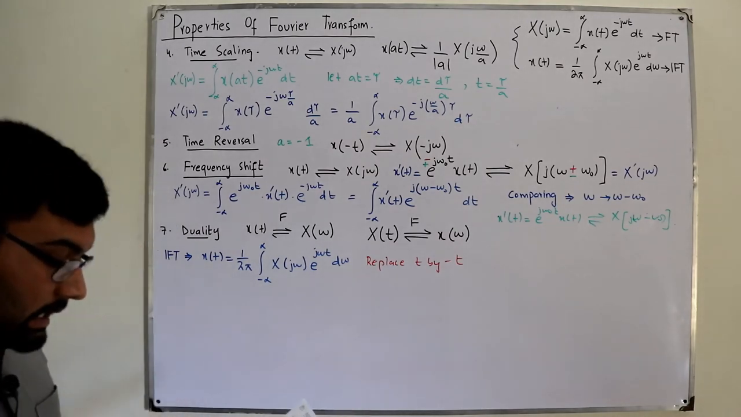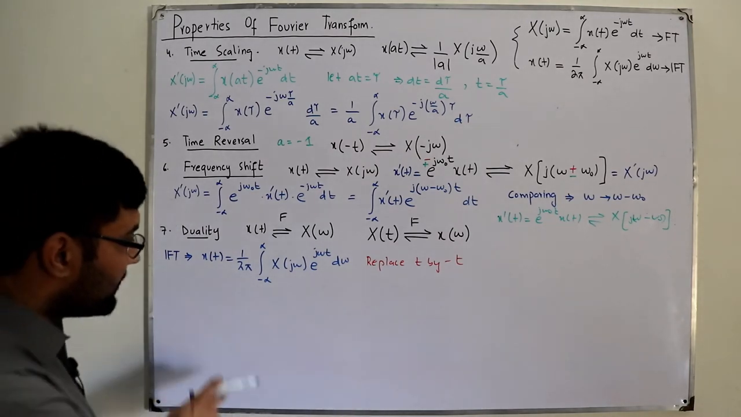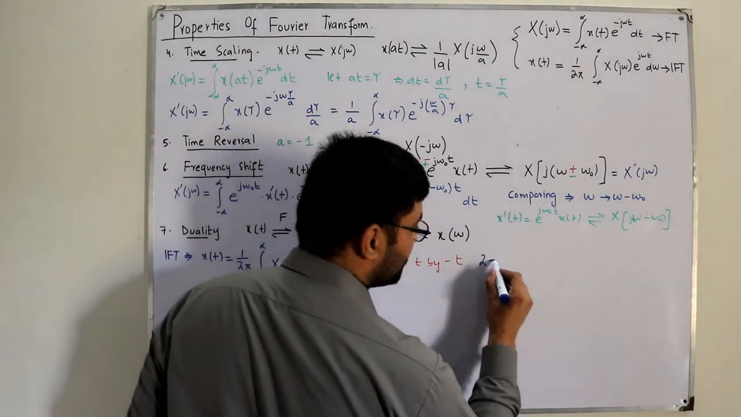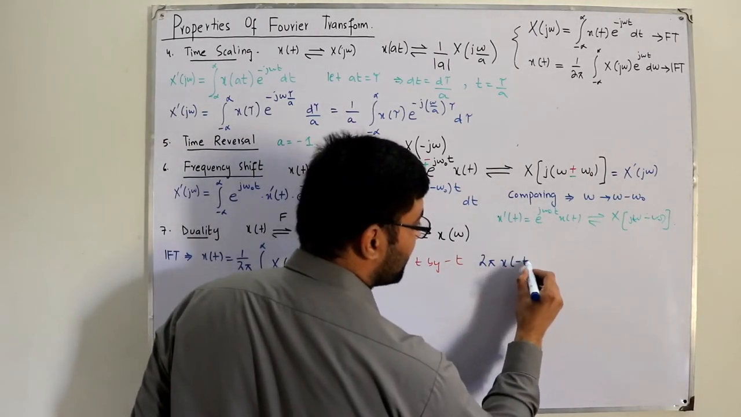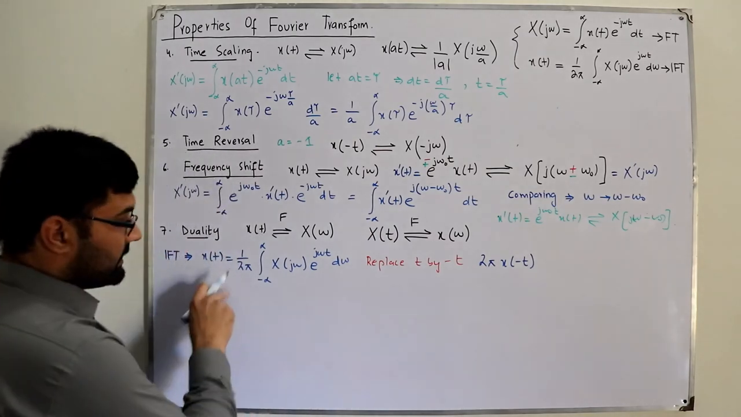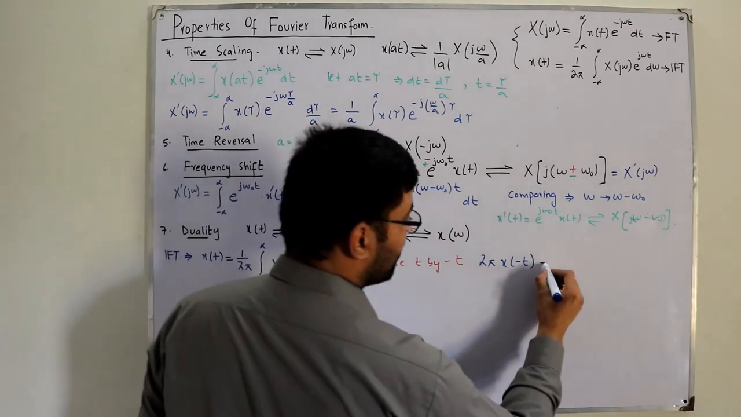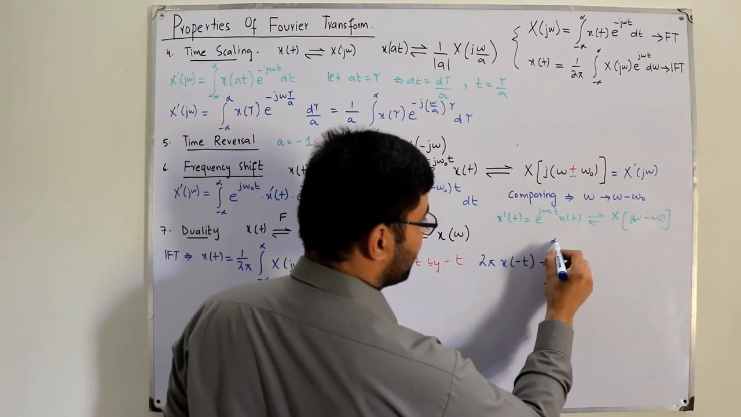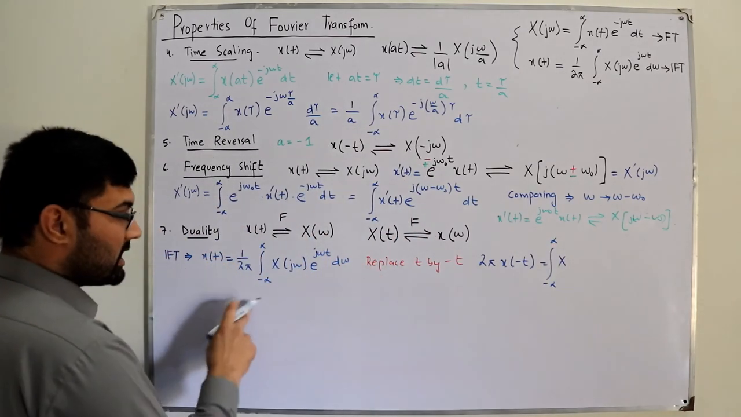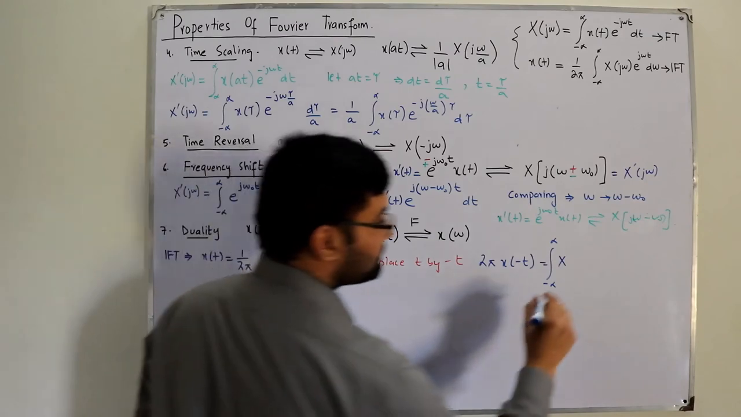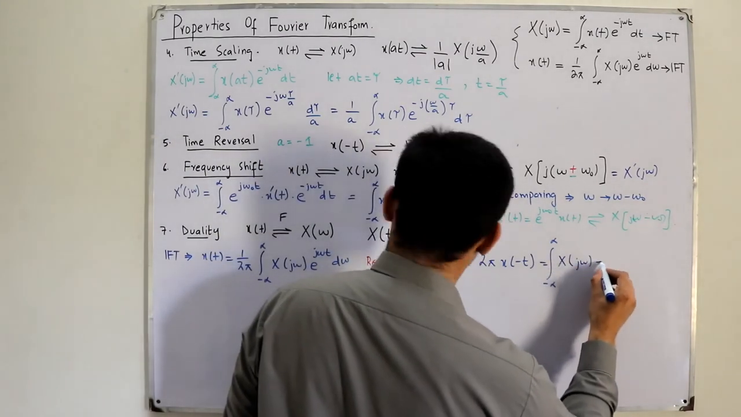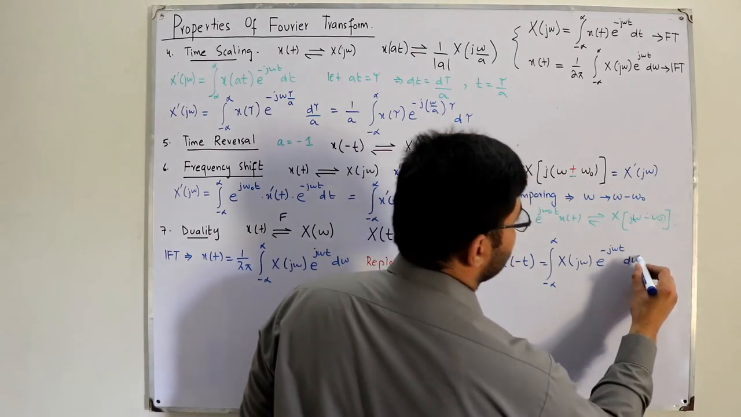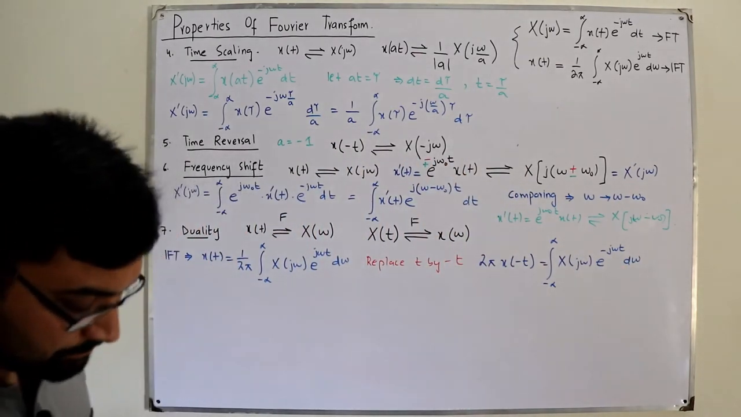So now what do you have? And also let me multiply 2 pi on both sides. So this step implies that I have 2 pi x of negative t, and this would be equal to the integration from negative infinity to positive infinity of X of j omega, times the exponential of negative j omega t, d omega. This is the first step.